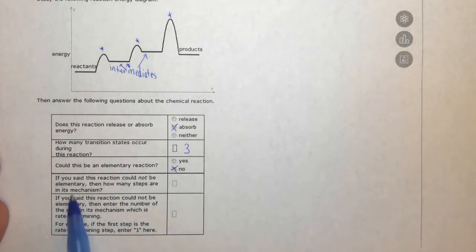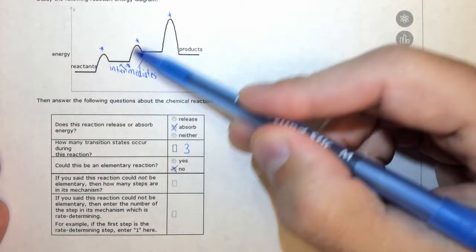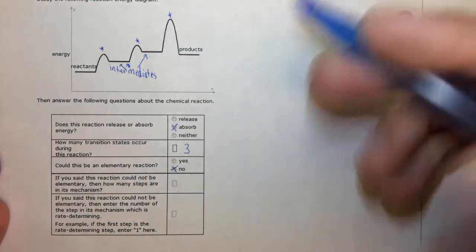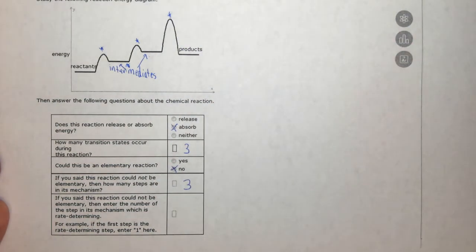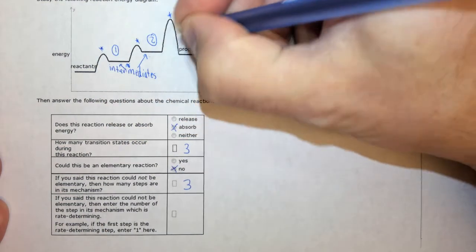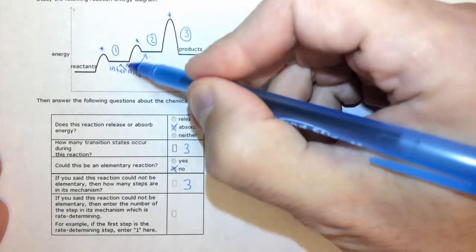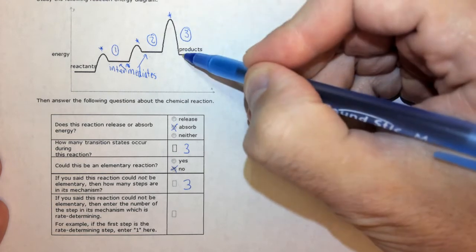If you said this could not be an elementary reaction, how many steps are there? There are 1, 2, 3 steps. There are 3 steps to this reaction. If you said this reaction could not be elementary, then enter the number of the step of the mechanism which is the rate determining step. So I'm going to just call this step 1, this is step 2, and this is step 3. There's not a good way to label this, but this is 1, this is 2, and this is 3.